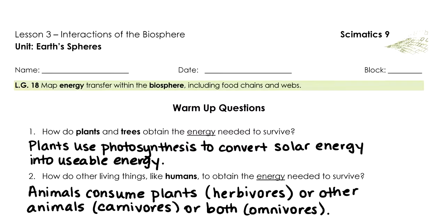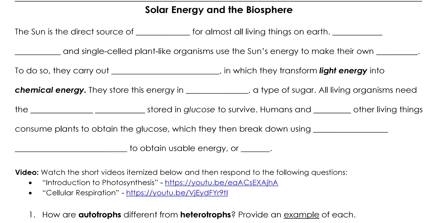Plants are capable of performing photosynthesis to convert solar energy into usable energy for their biochemical functions. Animals can't do that, so they have to consume plants, as herbivores do, or they have to consume other animals, as carnivores do, or both, in the case of humans and other omnivores. No matter what you eat, the energy ultimately came from the sun. The sun is the direct source of energy for all the organisms that live on our planet.